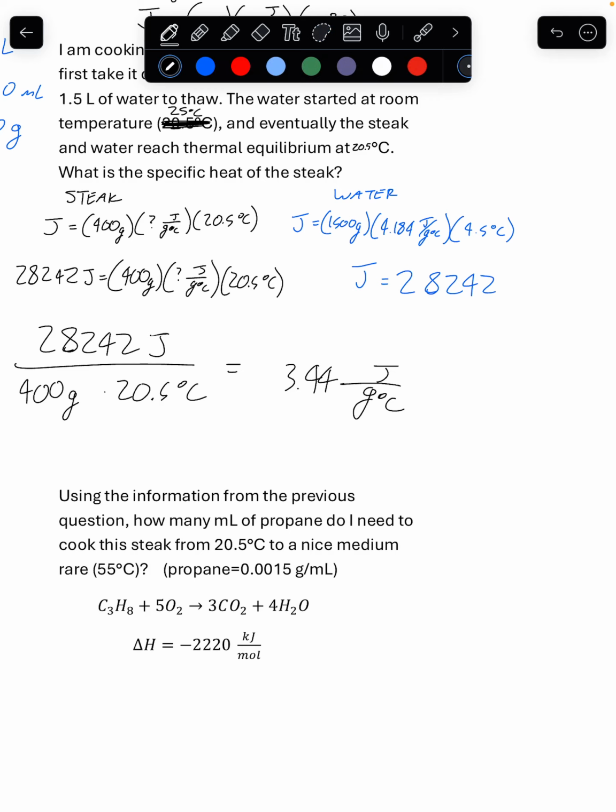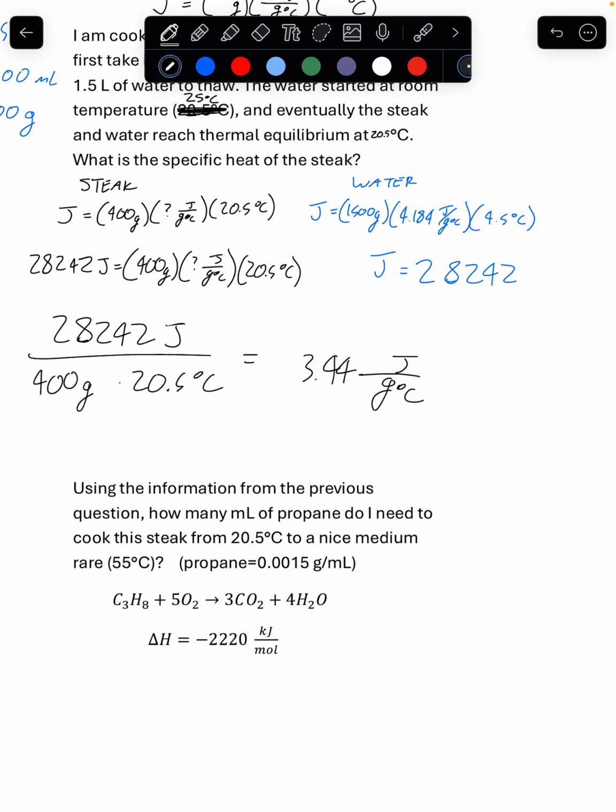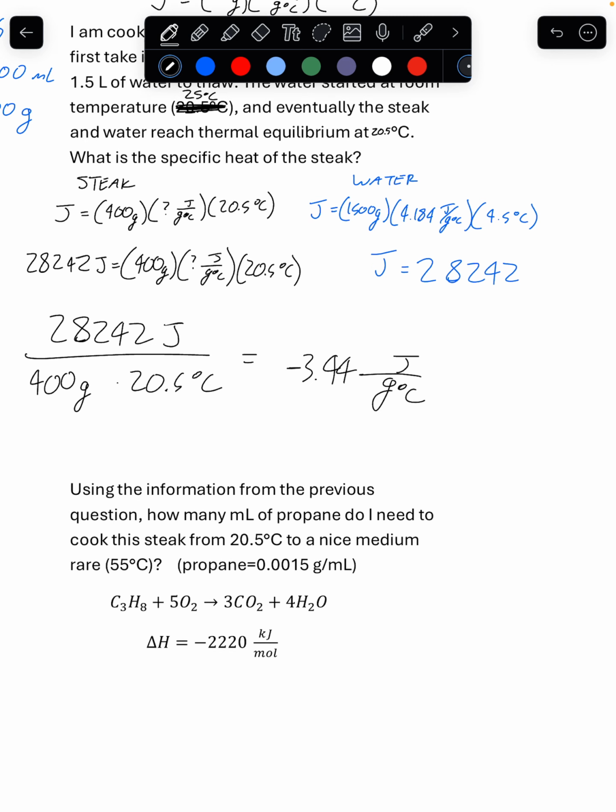Specific heats are usually reported as positive values. If you got a little confused with your signs along the way and ended up with a negative 3.44, then that's still true, right? It's just telling you that you have to take out 3.44 joules of energy every time you want to lower the temperature of the steak, 1 gram of the steak by 1 degree.